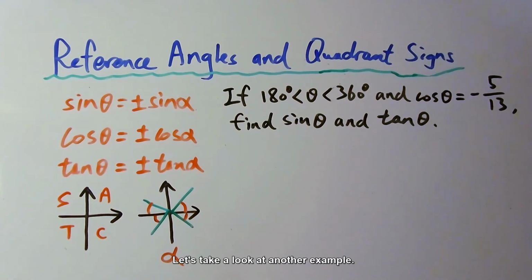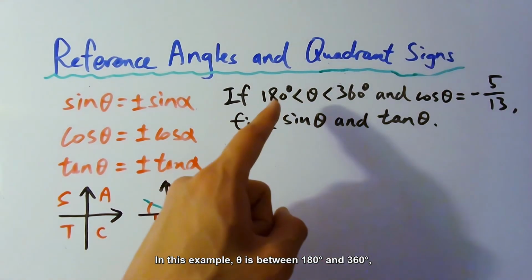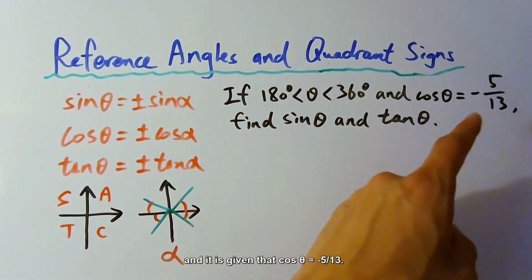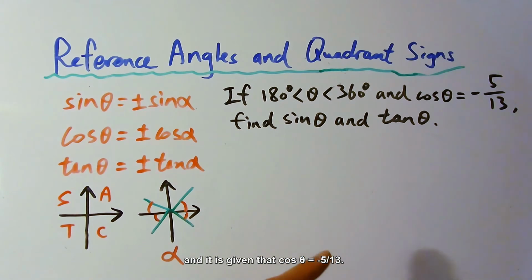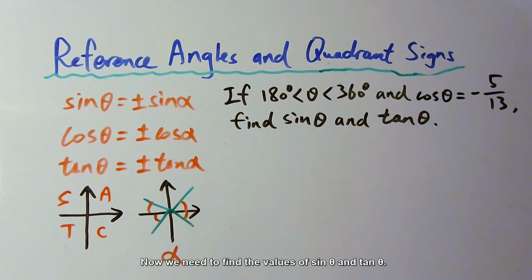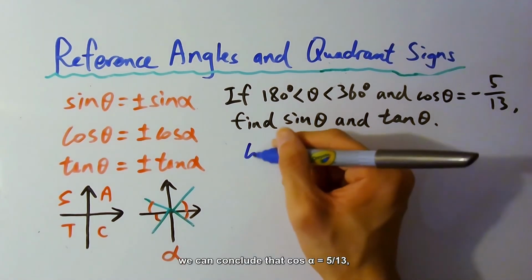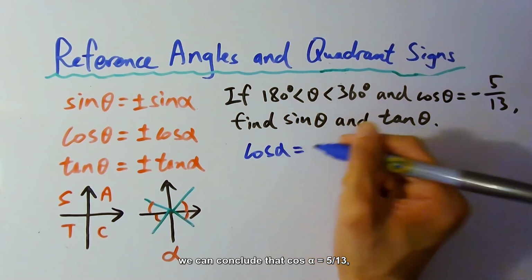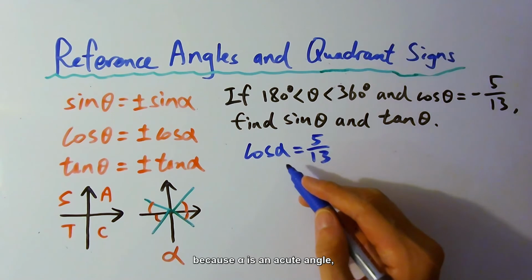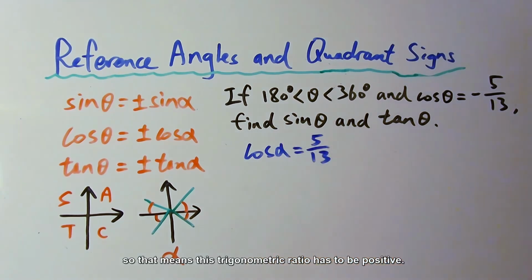Let's take a look at another example. In this example, theta is between 180 degrees and 360 degrees, and it is given that cosine theta is equal to minus 5 over 13. Now we need to find out the values of sine theta and tangent theta. First of all, based on the given information, we can conclude that cosine alpha is equal to 5 over 13, because alpha is an acute angle, so this trigonometric ratio has to be positive.